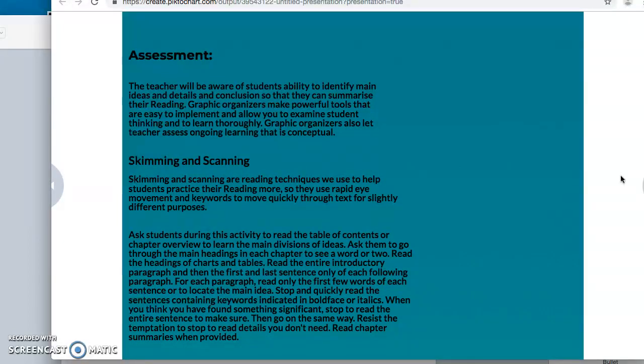During this activity, you ask students to read the table of contents or a chapter, the main headline ideas, the introduction paragraph, and the main idea, the first sentence or the top supporting sentence of each paragraph, and stop quickly. When they think they have found something significant, they will stop.